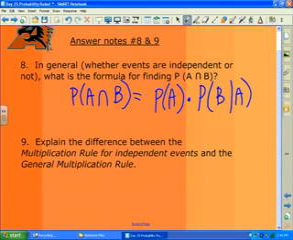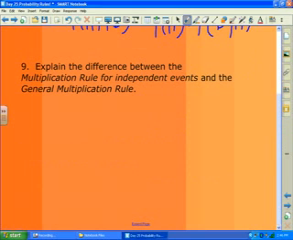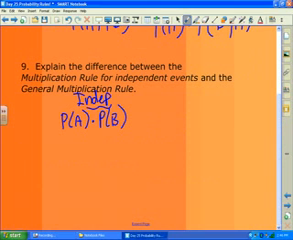Okay, and then this is my favorite thing, which I'm going to try and squeeze in right here before we get done. Explain the difference between the multiplication rule for independent events and the general multiplication rule. Okay, if they are independent, it's just this. So that's for independent. Okay? So let me write the general rule over here.